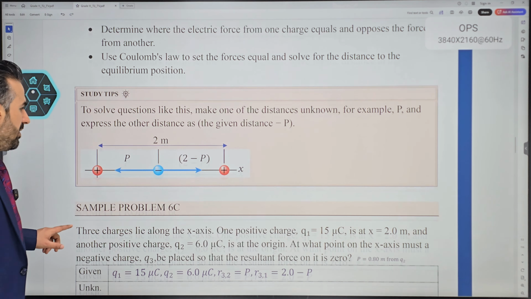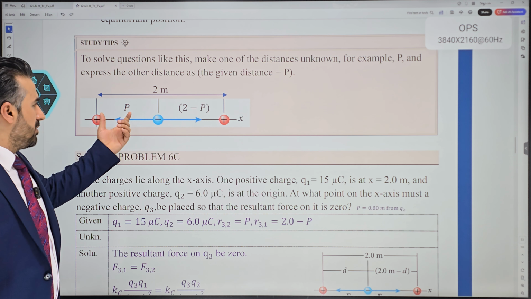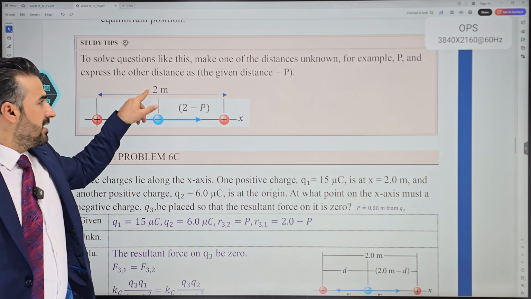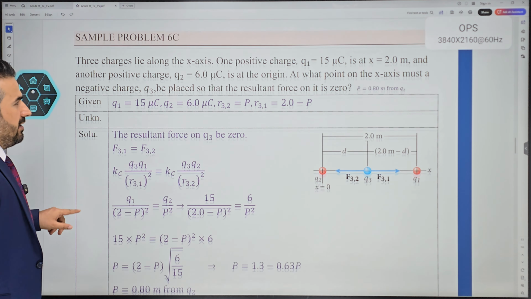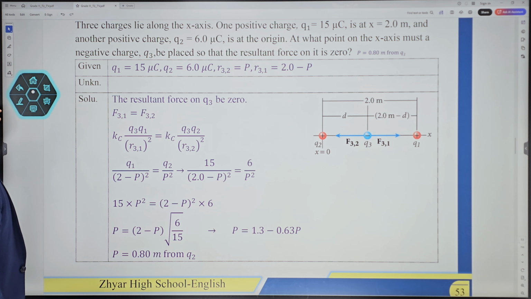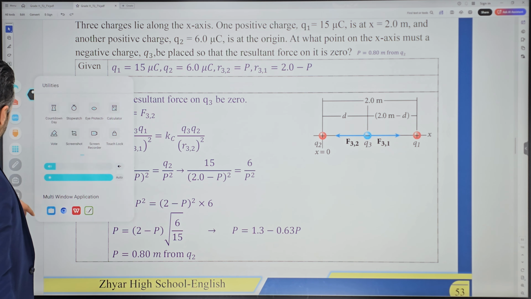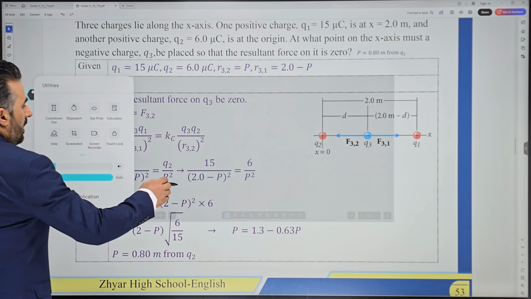Then the distance on the other side is the total distance minus P, and then you could just answer the question. But let's solve this example together and see how it is done. All right.